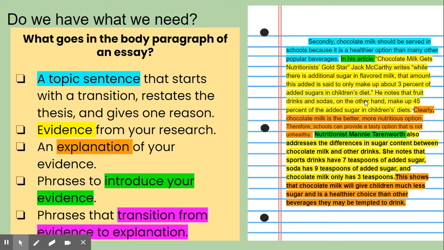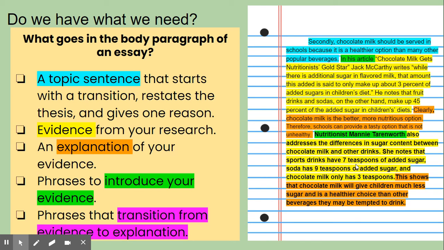All right, let's see if we have what we need. Do I have a topic sentence? I highlighted it in blue right here. "Secondly, chocolate milk should be served in schools because it is a healthier option than many other popular beverages." Do I have evidence? And in green, I highlighted my transitions. "In his article, Chocolate Milk Gets the Nutritionist Gold Star, Jack McCarthy writes, well, there is additional sugar in flavored milk. The amount that is added is said to only make up 3% of added sugars in children's diet. And he notes that fruit drinks and sodas, on the other hand, make up 45% of the added sugar in children's diet." So there's evidence.